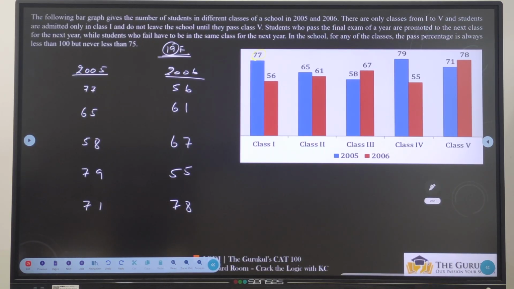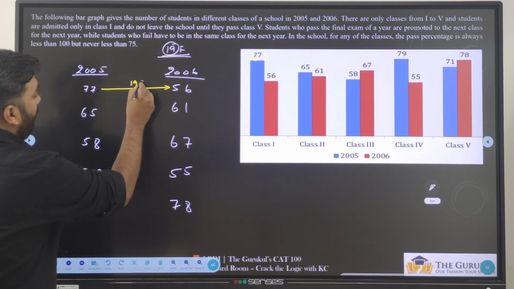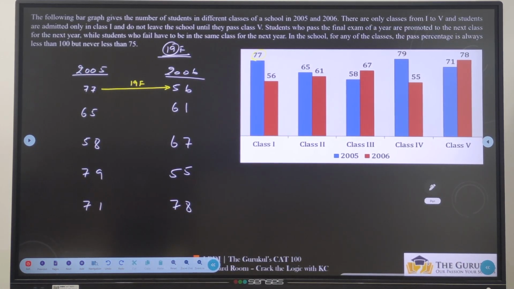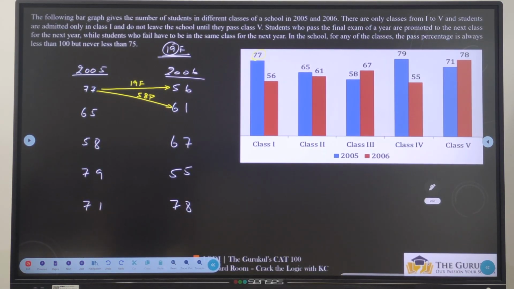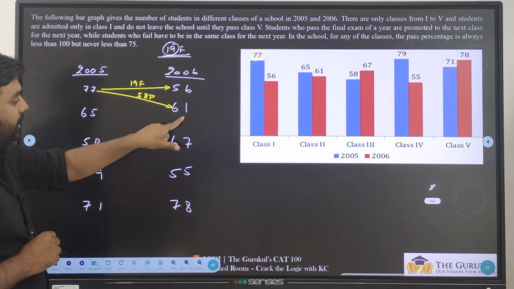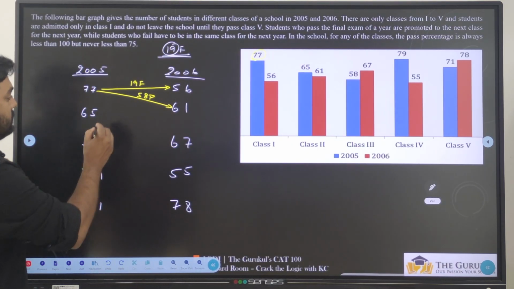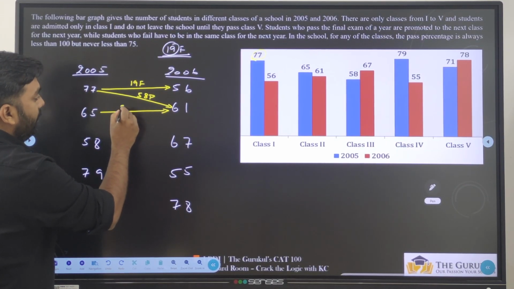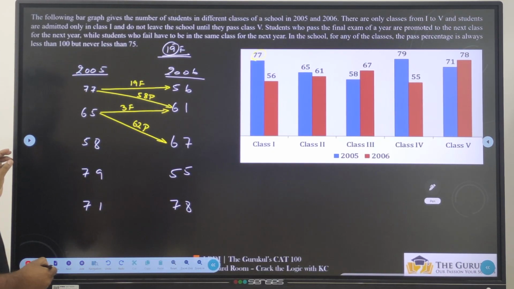Now, out of 77 students, we are starting the problem assuming 19 students failed. So those 19 students who failed will be in the same class in the next year. Yes or no? If 19 students are in the same class in the next year, how many students will go to the next class? 58 students passed the exam and went to the next class. Okay, if 58 students went to this next class, why are there 61 people? No one is joining in the second class. The 61 people are there because there are some failed students over here. How many are there? 3 failed students are here and the remaining 62 students passed and went to the next class.